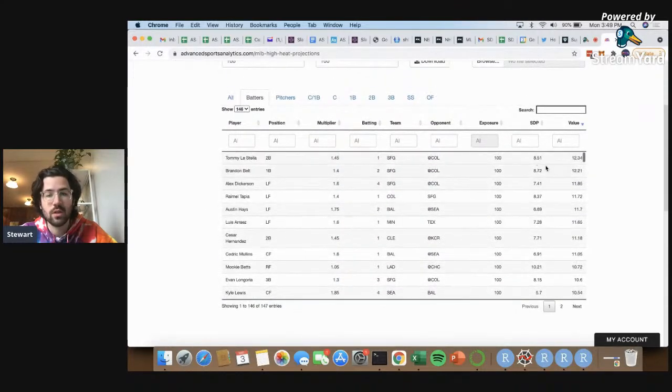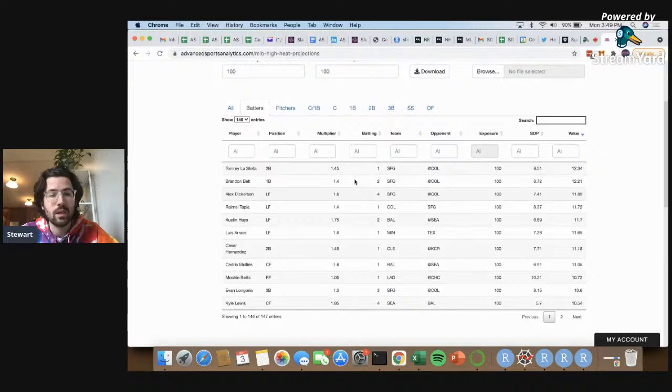You can sort by value and see which teams are bubbling to the top. So we're seeing this trio of San Francisco guys at the top of the lineup. That makes for a pretty good tournament stack where you could put 3 of those guys, or even add Longoria and make it 4 into a lineup, and then fill in around those guys.